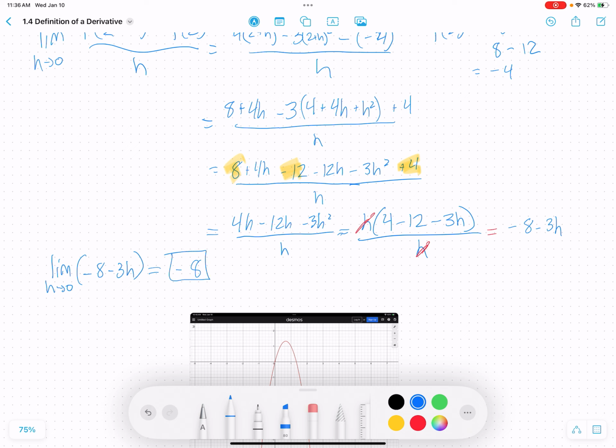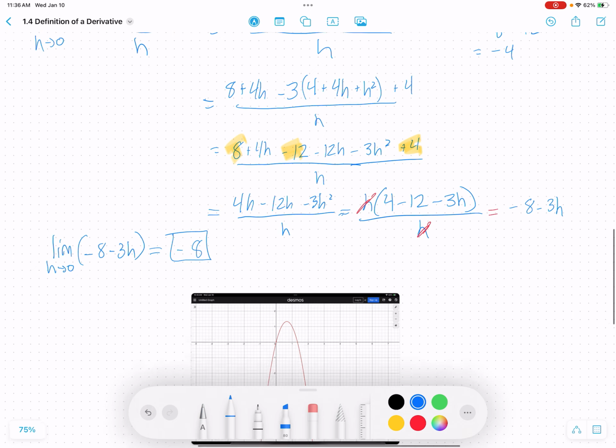So, that represents the instantaneous rate of change of my function at 2. What that means is that if I let my interval become 0, I was still able to find a rate of change. In fact, let's take a look at what the graphs look like.